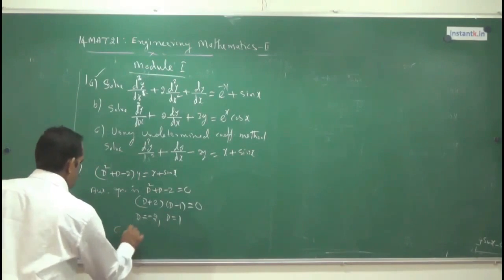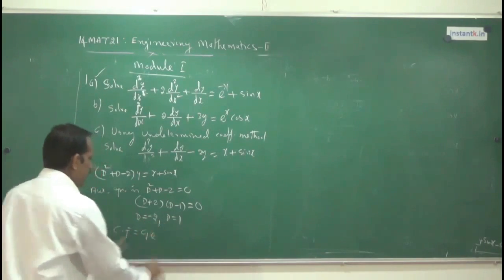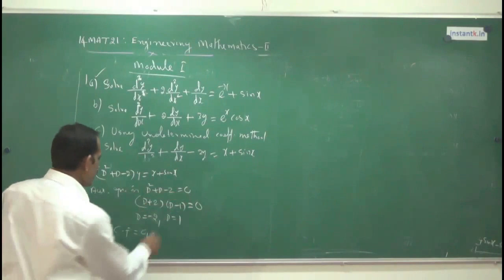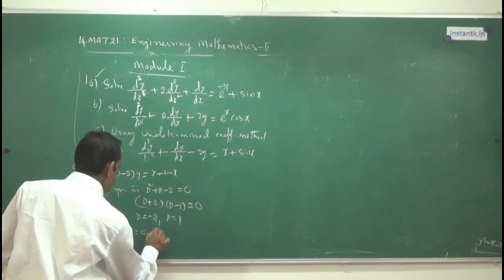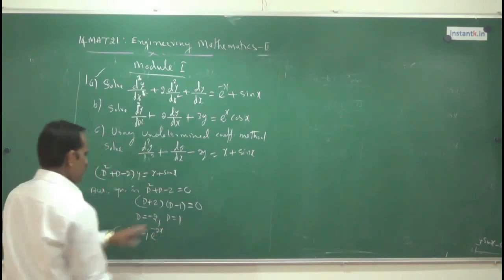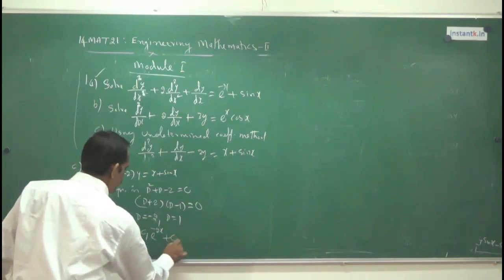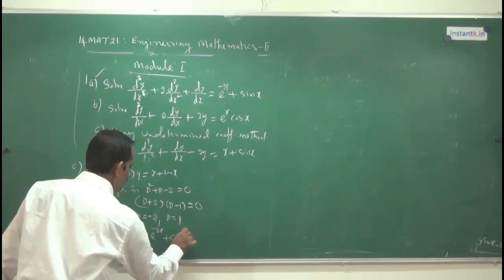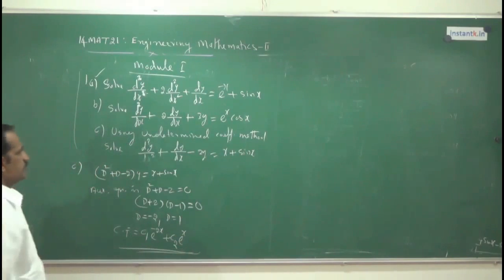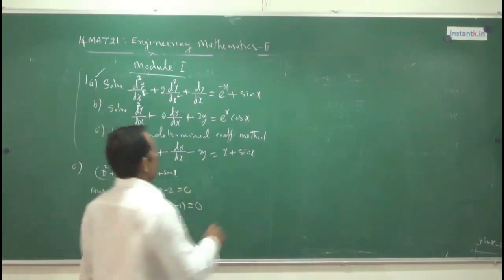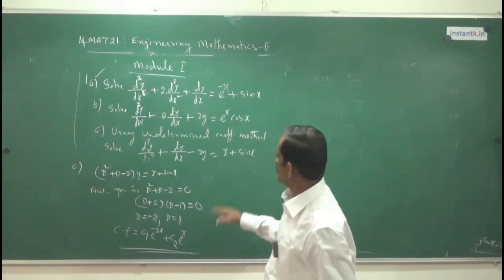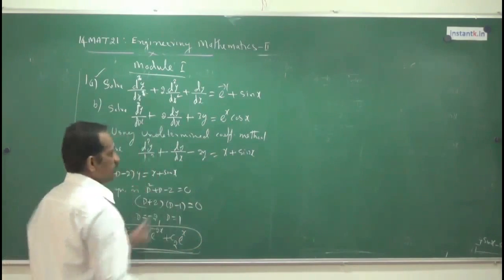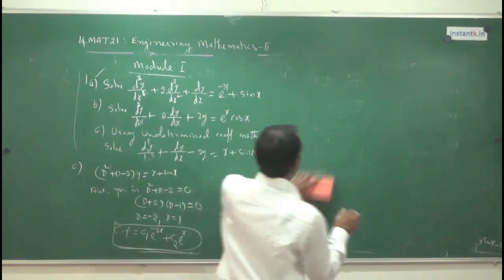So what is the complementary function? Real and distinct roots. If the roots are real and distinct, what is the complementary function? That is C1 into e power the first root, that's minus 2x, plus another constant C2 into e to the power this root, that is e power x. Next you have to get the particular integral. But what is the method? You should remember, once again, the undetermined coefficient method.